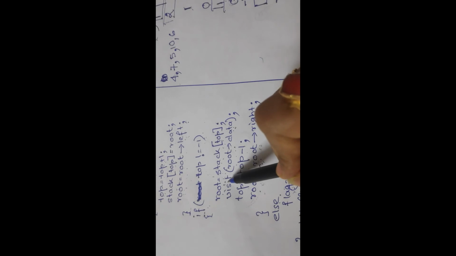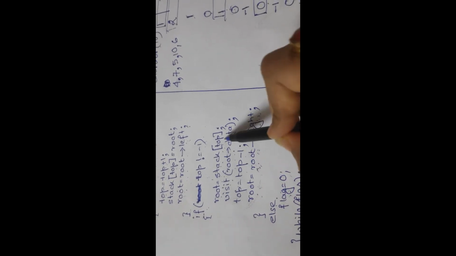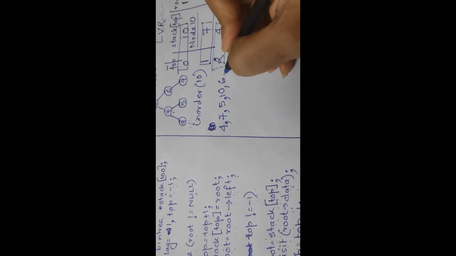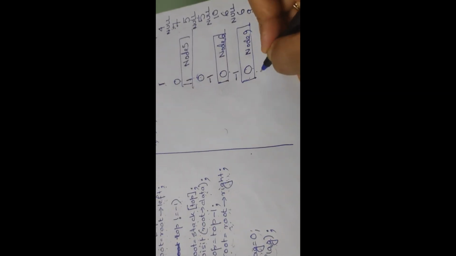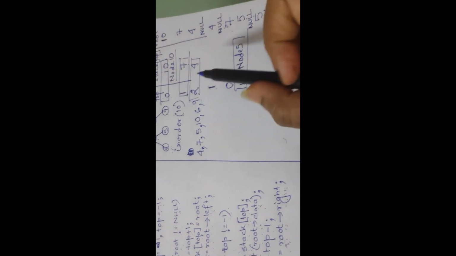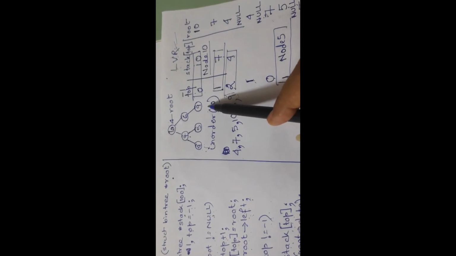It is not equals to -1. So we will enter the if condition. Root is equals to stack top. So again 9 is assigned as the value of the root and this is popped out. Visit root data. So 9 gets visited. Top is equals to top -1. So top becomes -1. Root is equals to root right. We move to the right hand side of 9. So what is there in the right hand side of 9? Right hand side of 9 is null. So null gets assigned to root.